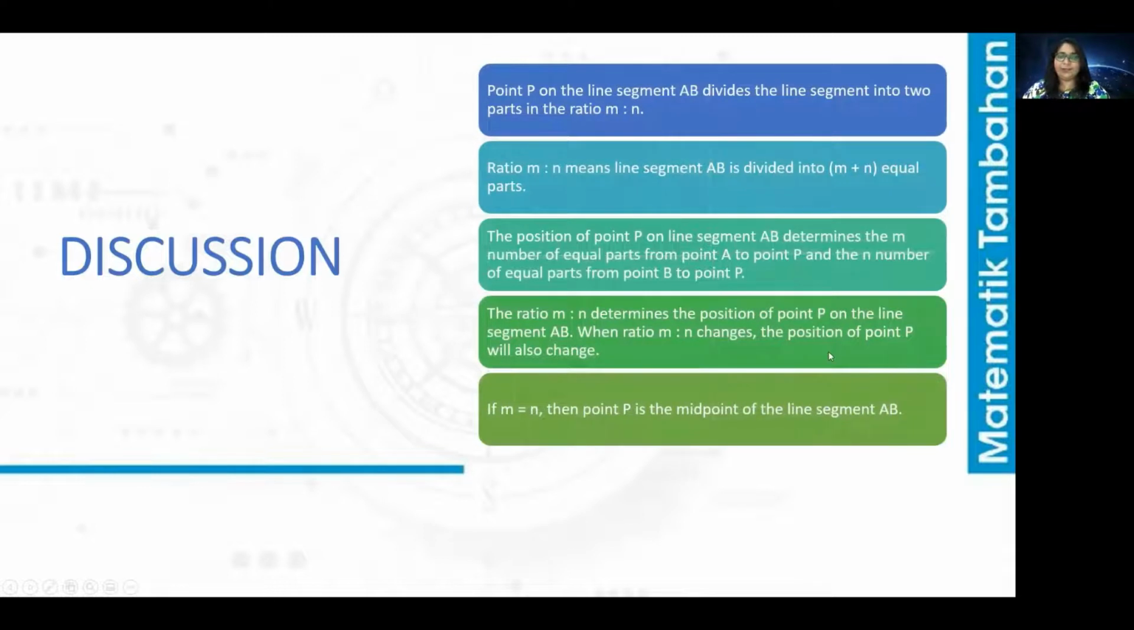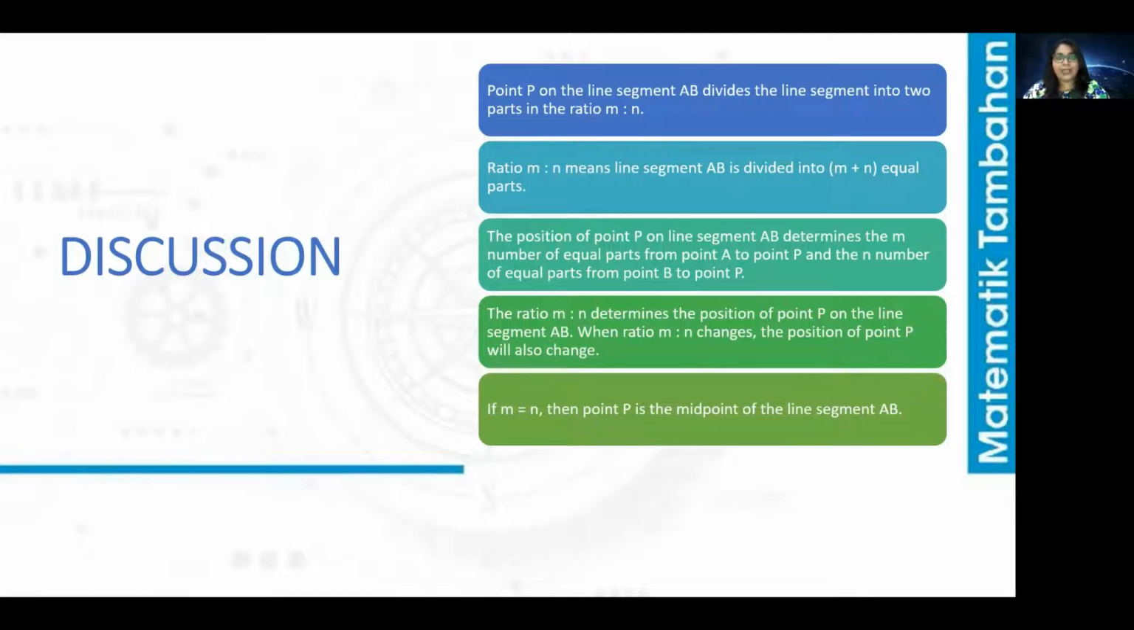The first thing that we know is point P on the line segment AB divides the line segment into two parts in the ratio m to n. Ratio m to n means line segment AB is divided into m plus n equal parts. The value of m plus n is the same throughout the whole activity that we carried out earlier. The position of point P on line segment AB determines the m number of equal parts from point A to point P and the n number of equal parts from point B to point P.